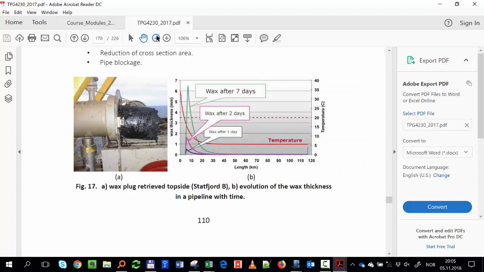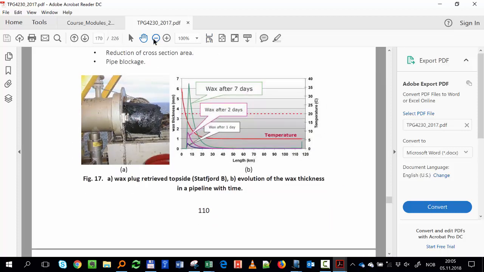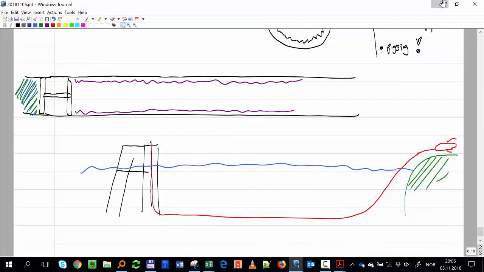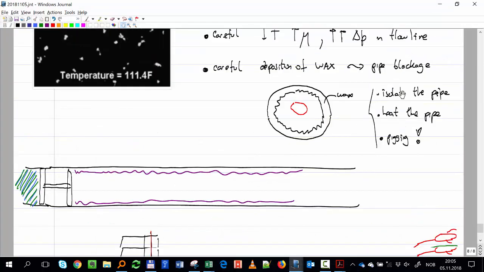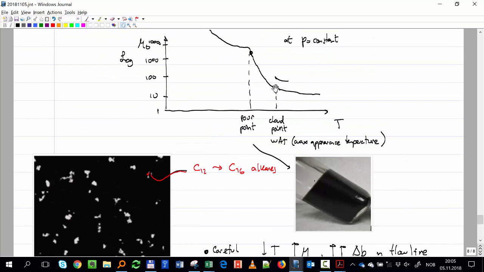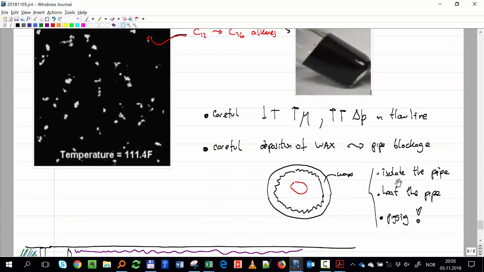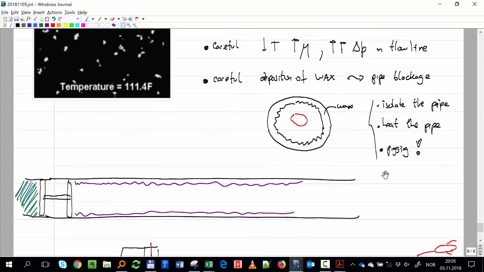But why isolate the pipe? Well, as long as the temperature doesn't reach this point, you won't have wax deposition. One of the solutions is to put it there, to insulate the pipe. Yeah, insulate, that's very correct. Not isolate. Wow, that was a bad mistake. Okay, heat the pipe and pig.